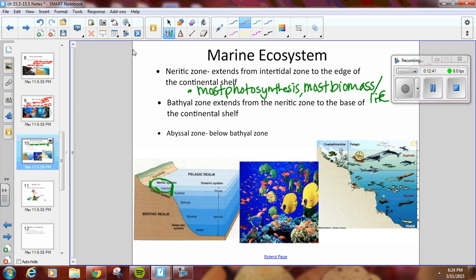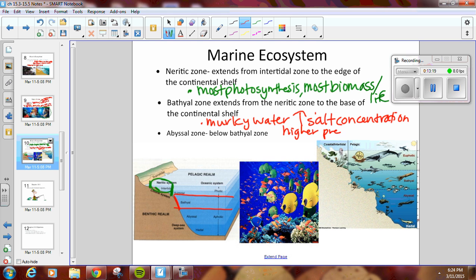The next level is going to be the bathal zone, which is here. This one is below the neritic and it goes down through the continental shelf partially. This area tends to be murky. Now it's murky water because it has a very high salt concentration. And because we are going lower into the ocean, this one is going to be higher pressure. Now it is getting darker at this point. It's not completely pitch black yet though. It's just kind of, like I said, murky.